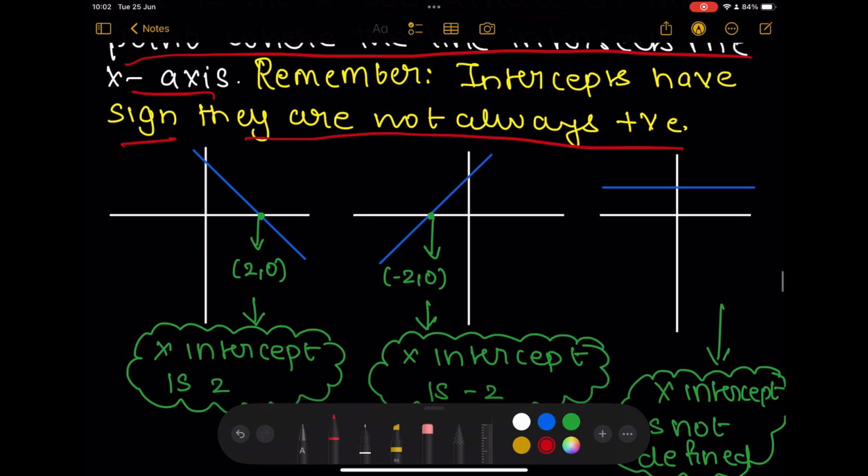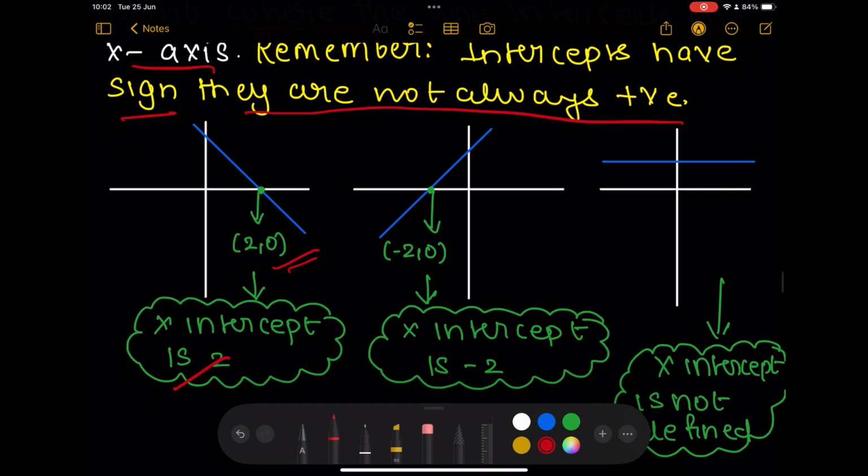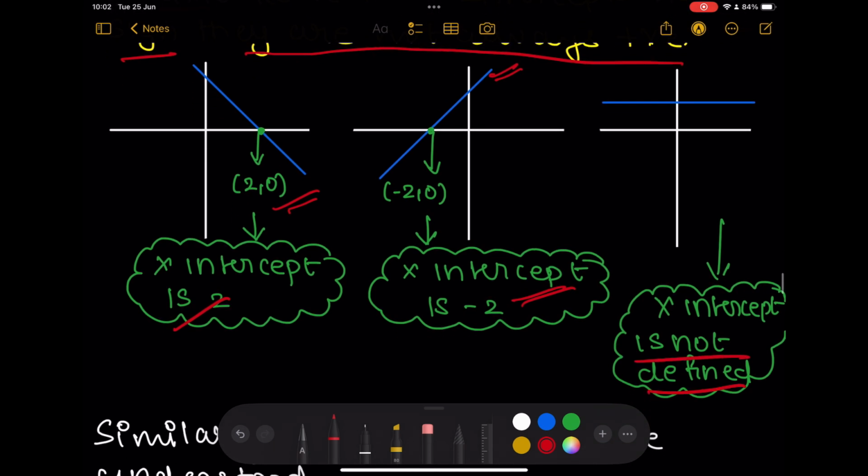Like in this case, if you see, you have 2, 0. Say the x-intercept is 2. In this case, the x-intercept is not 2. The x-intercept is minus 2. Many people just tend to think that intercept is only the distance. No, intercept is not distance. Right, intercept is only the x-coordinate of the point. If it is the x-intercept, it is only the x-coordinate of the point where the line meets the x-axis. Right, the x-intercept is also not defined in this case.